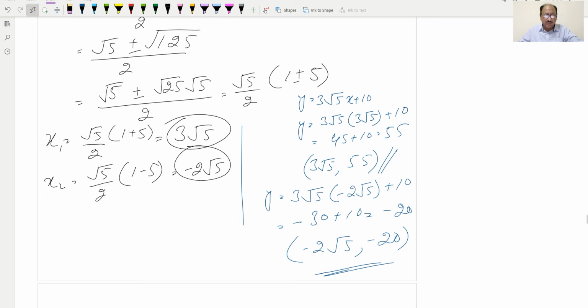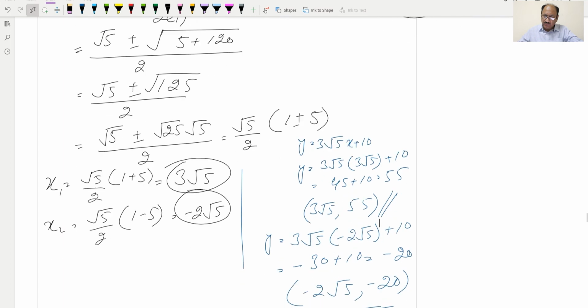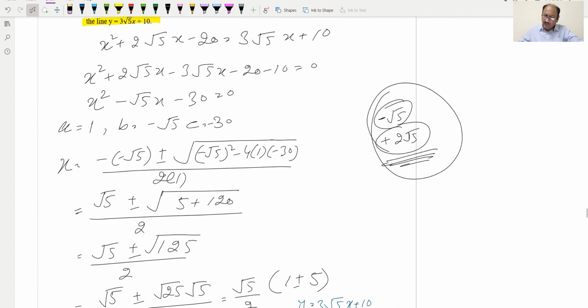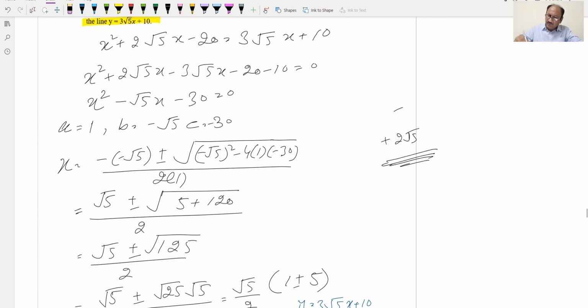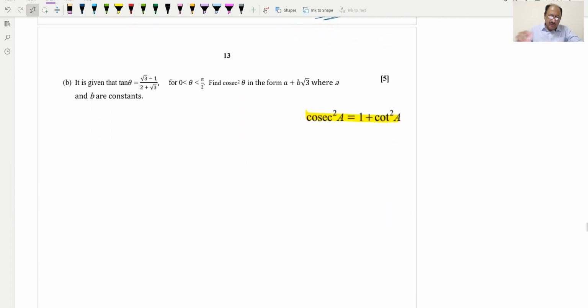This was question 8 A part, which was a 4-mark part, which we have done, and I was just erasing this. And now we can go to the B part, and the B part says it is given that tan theta is equal to this one, for theta varying from 0 to pi by 2. Find cosecant theta in the form a plus b root 3, where a and b are constants.